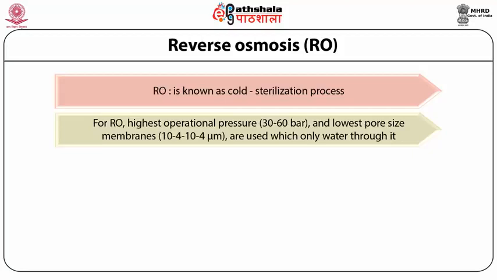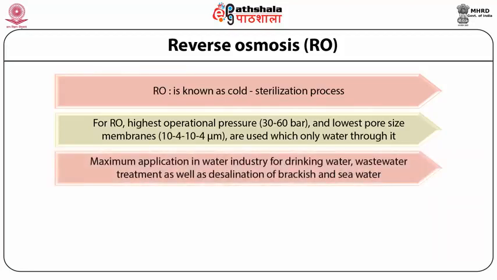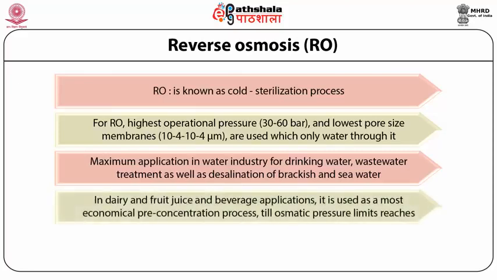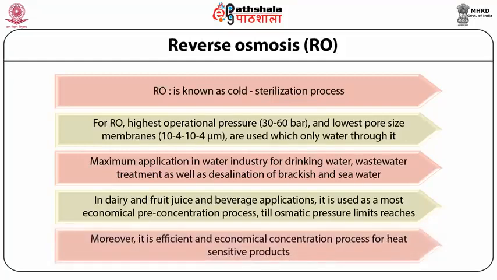The RO process is most widely used in the water industry for drinking water, wastewater treatment, as well as desalination of brackish water and seawater. In dairy, fruit juice and beverage applications, it is used as the most economical pre-concentration process until the osmotic pressure limit is reached, which mainly depends on the osmotic pressure of the feed component. Further concentration of the feed beyond this limit in the RO process makes it uneconomical. So it means that concentration in the RO process is mainly governed by the osmotic pressure of the feed. Moreover, it is an efficient and economical concentration process for heat sensitive products.